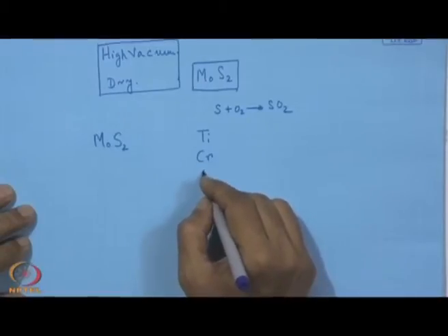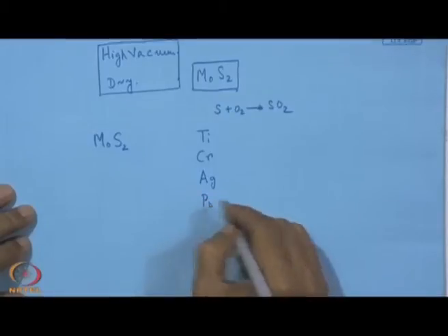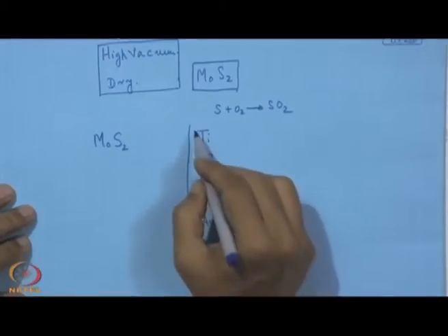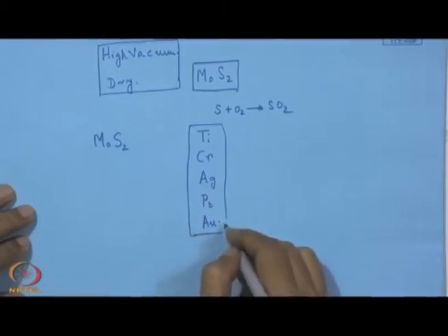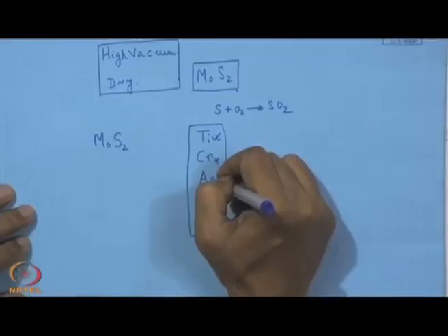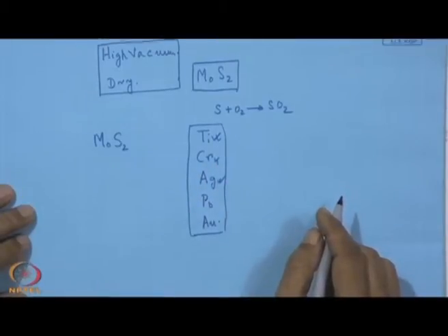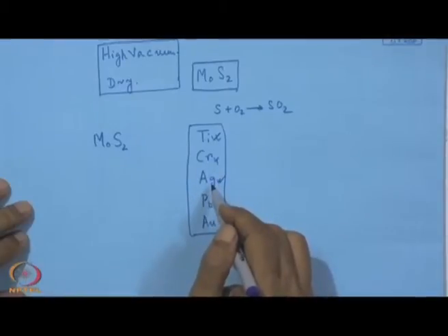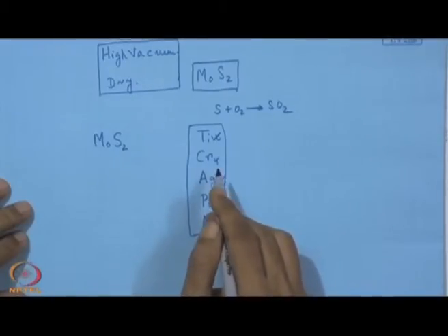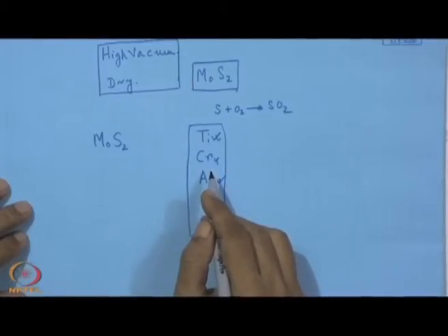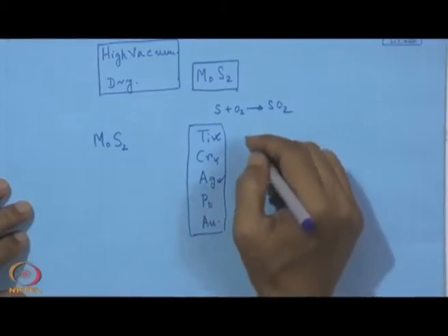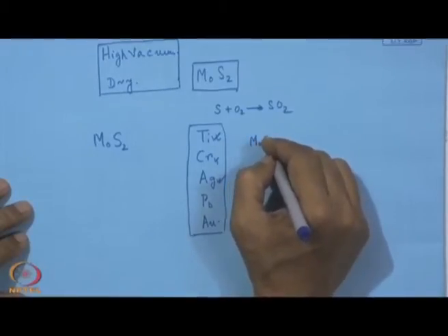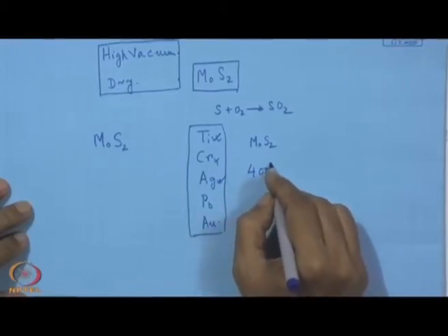There has also been silver, for example, then lead also used, which may not be encouraged much, then gold. These are the candidates which have been tested, and as per the literature search it is found that titanium, chromium and also silver appear to be quite effective. MoS2 with a little addition of titanium, chromium or silver becomes more stable in high humidity and also with a little rise of temperature. We know from research documents that MoS2 in open atmosphere is stable up to 400 degrees centigrade.